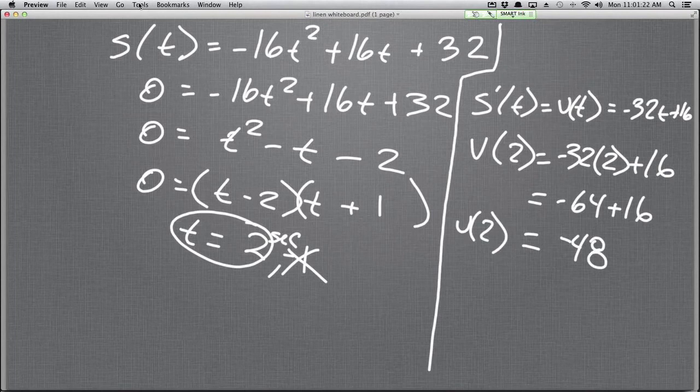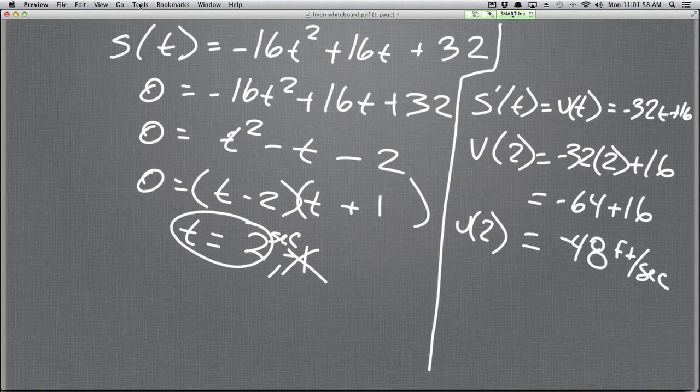Negative 48 what? Feet per second. All right, let's talk about what that means. If my velocity is negative, what does that tell me about my position? Going down, left, or back. In this case, what am I doing? I'm going down. Does that make sense? If my velocity is negative, I have to be going down. We've shown that the velocity is negative.